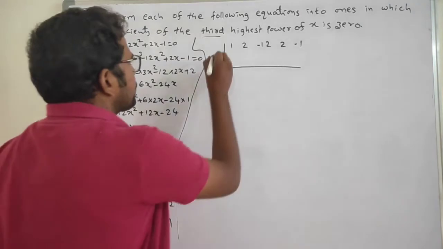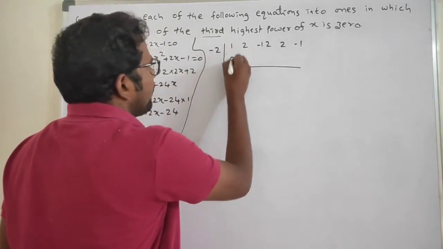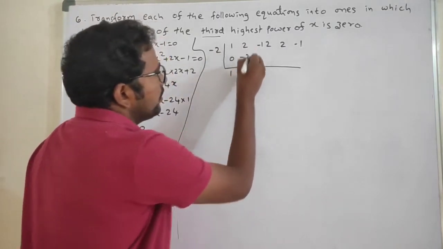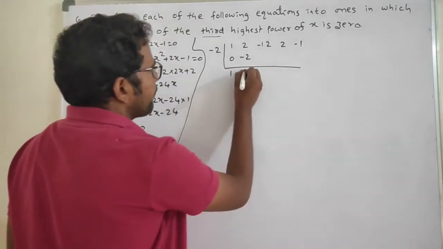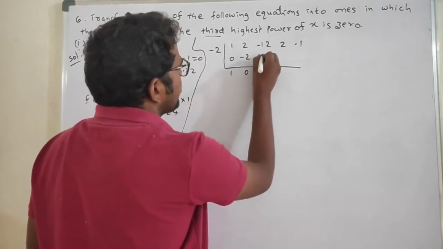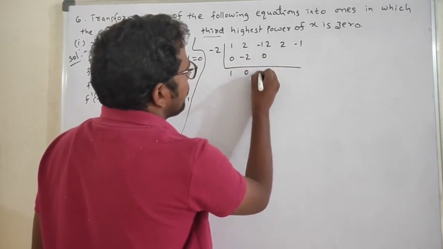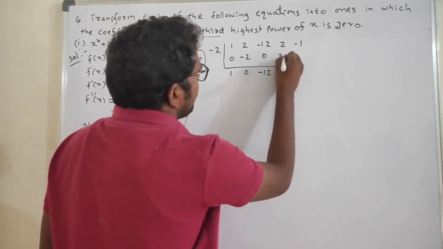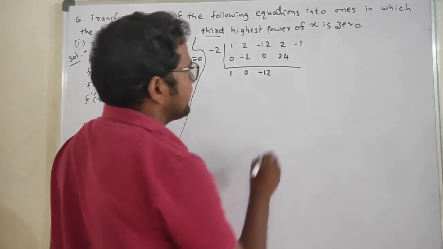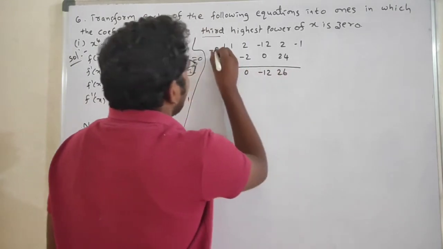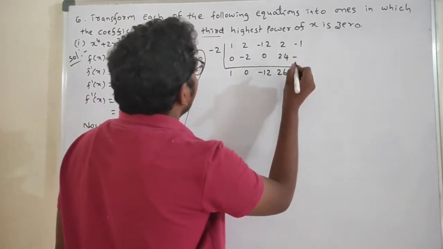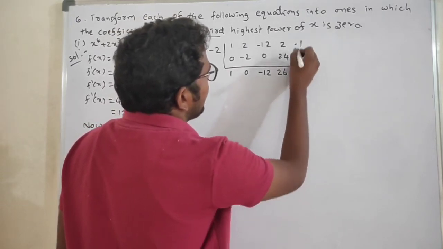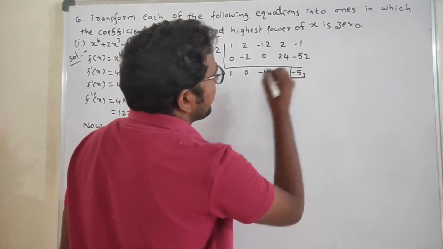With h equals minus 2: 0, 1 plus 0 is 1, so minus 2 into 1 is minus 2, 2 minus 2 is 0. Minus 2 into 0 is 0, minus 12 plus 0 is minus 12. Minus into minus plus, 12 twos are 24, minus 12 plus 24 is 12... 2 plus 24 is 26. Minus into plus is minus, 26 twos are 52, so the last is minus 53.